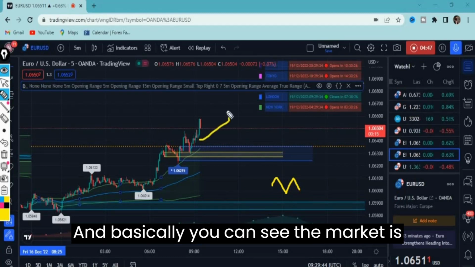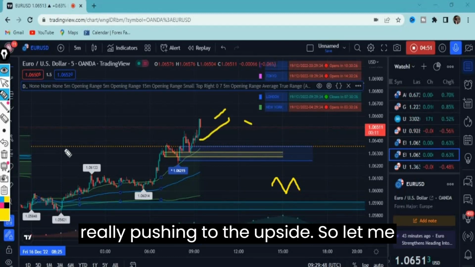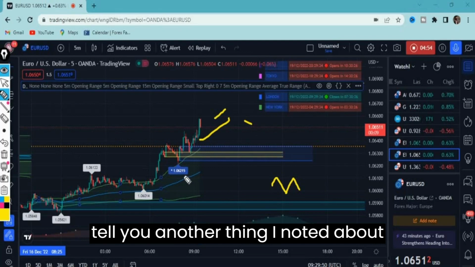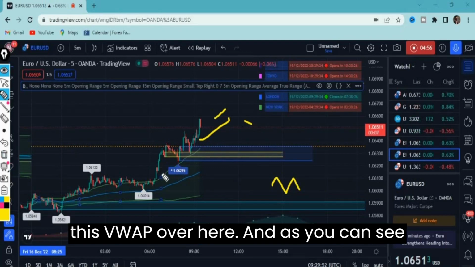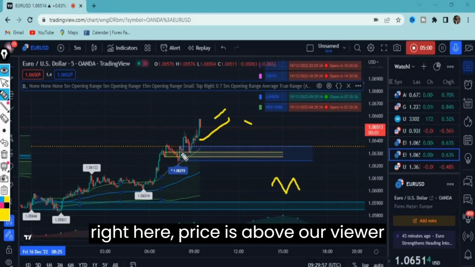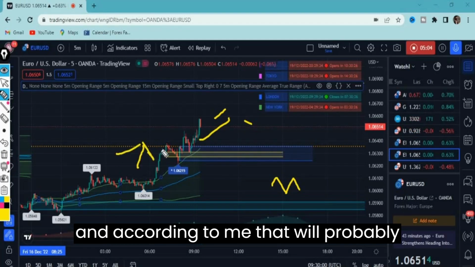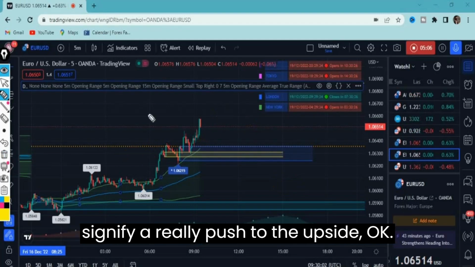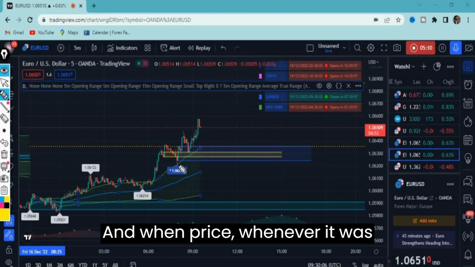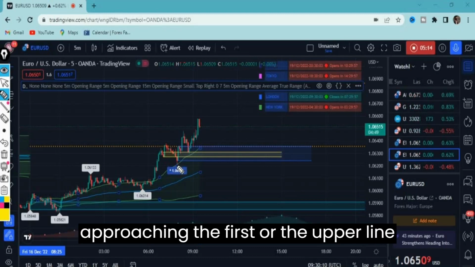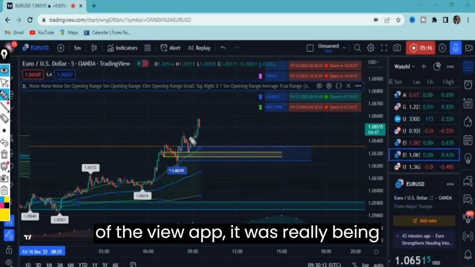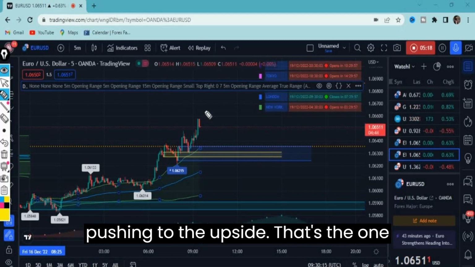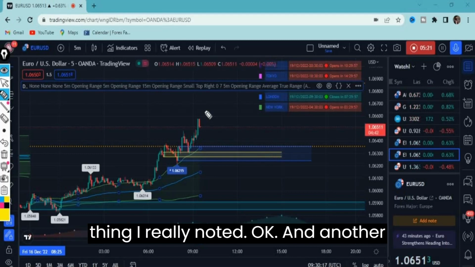And basically you can see the market is really pushing to the upside. Let me tell you another thing I noted about this VWAP. As you can see right here, price is above our VWAP, and according to me that will probably signify a push to the upside, okay? And whenever price was approaching the first or upper line of the VWAP, it was being rejected and the market was pushing to the upside. That's the one thing I really noted, okay?